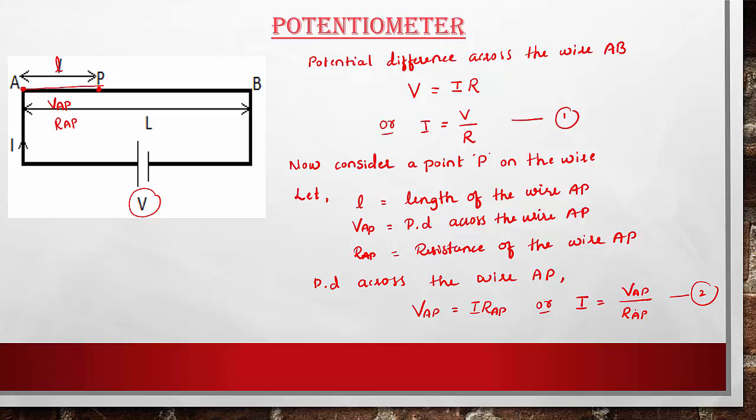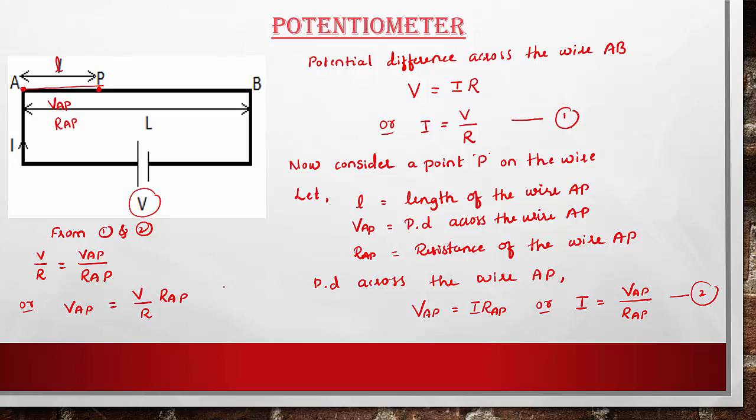Now from equation 1 and 2, how to write the equation? From equation 1 and 2, I equal to V by R, so V divided by R is equal to, since equation 2 is I equal to VAP by RAP, VAP divided by RAP. Or we can write VAP is equal to V divided by R into RAP. Observe the above equation: VAP equal to V into RAP, cross multiply, divided by R.